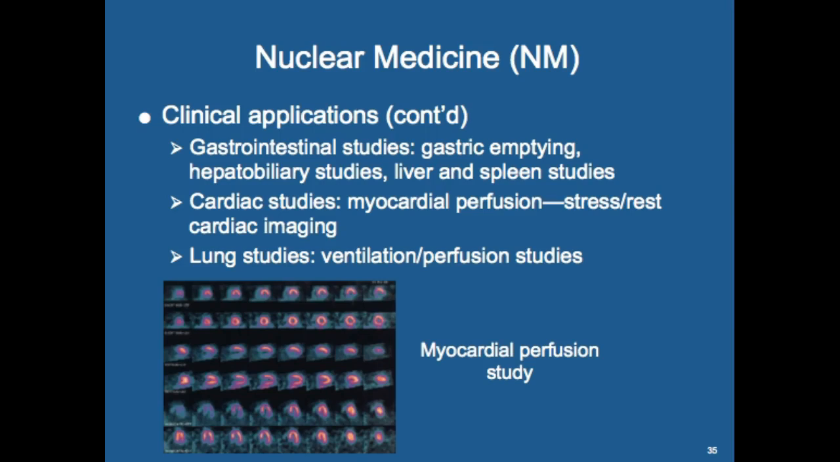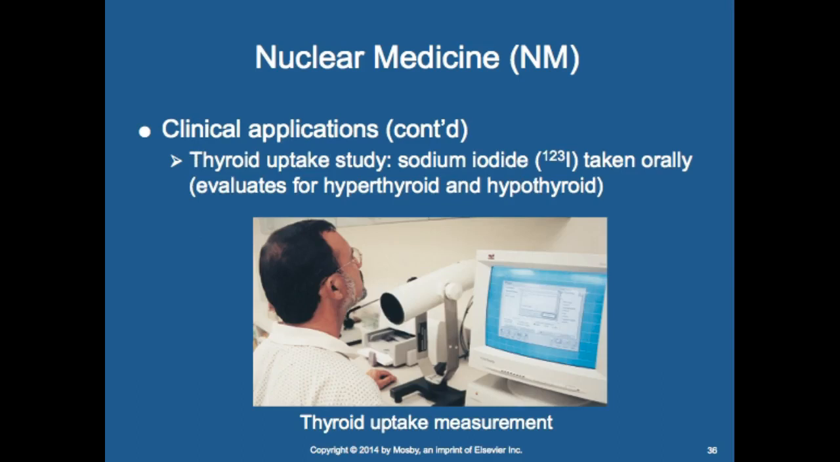Cardiac, we look for myocardial perfusions. We do stress and rest testing, and lung studies. There's ventilation and perfusion studies that we do. And with nuclear medicine for thyroid uptake, sodium iodide, we usually give it orally, and we watch for hyperthyroidism and hypothyroidism.